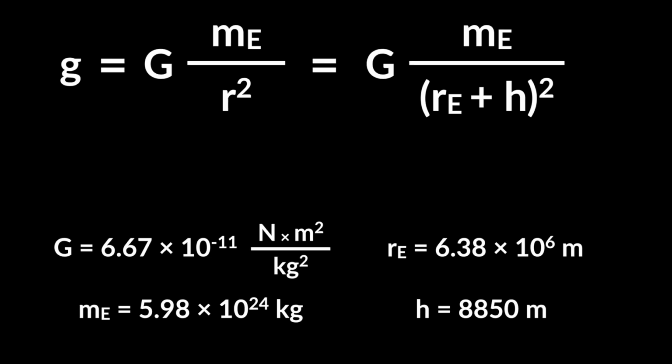It's pretty simple. You end up with 9.77 meters per second squared. You can see that this value is just a little bit less than 9.8, which is the value at sea level, and that tells you that you will actually experience less gravity on top of Mount Everest than you would in, say, Death Valley or somewhere closer to sea level.